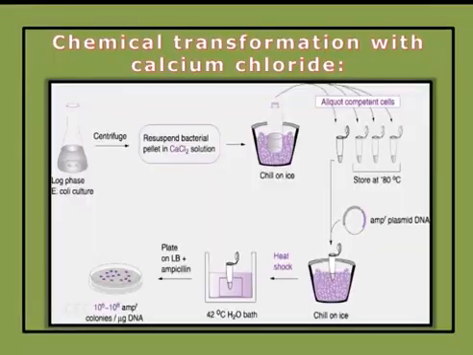Transformation can basically be done in two different ways. Number one is calcium chloride mediated transformation, where the cells are made competent by treating them with calcium chloride, and then the DNA is added to the competent cells by means of heat shock, and finally the recombinant DNA bearing cells are selected by screening them on antibiotic selection plates.